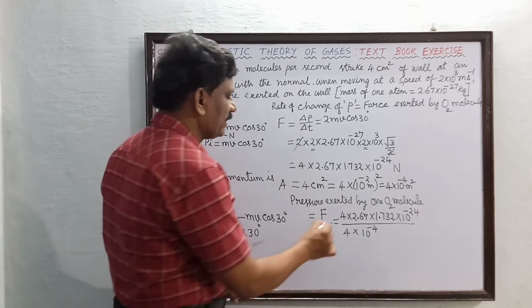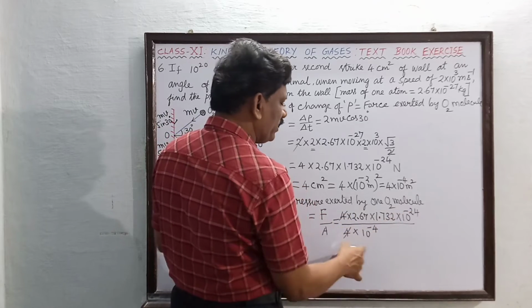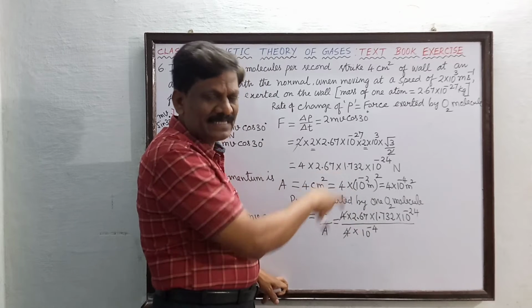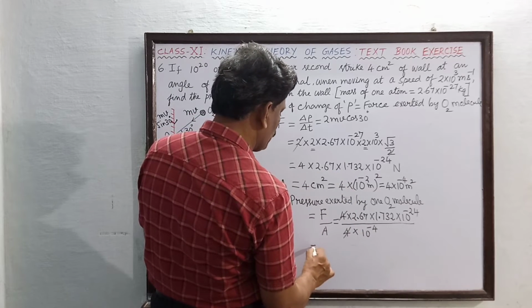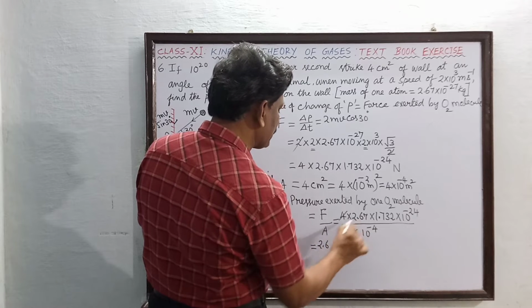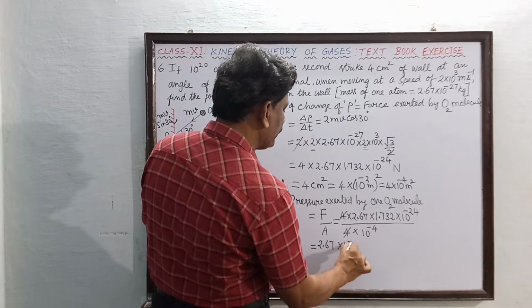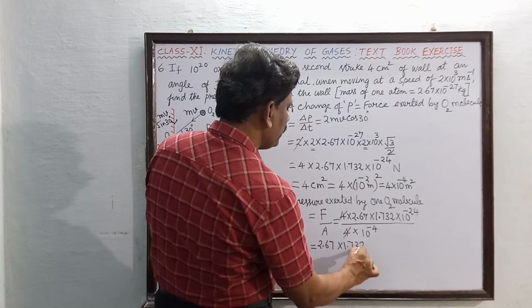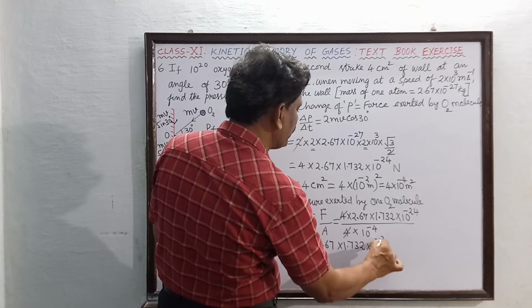So now you can cancel this factor 4 and 4. Then here 10 power minus 24 will go up as 10 power plus 4. So this is now equal to 2.67 into 1.732 into 10 power minus 20.